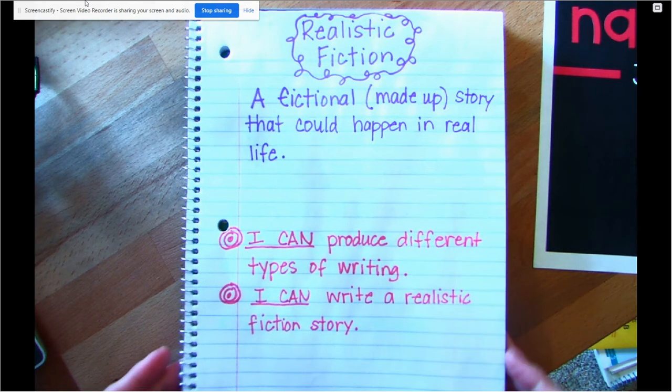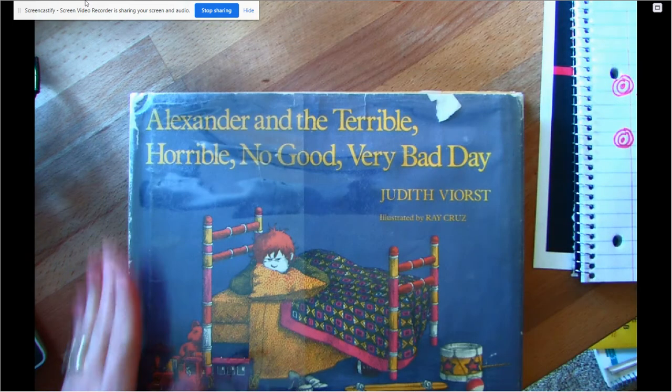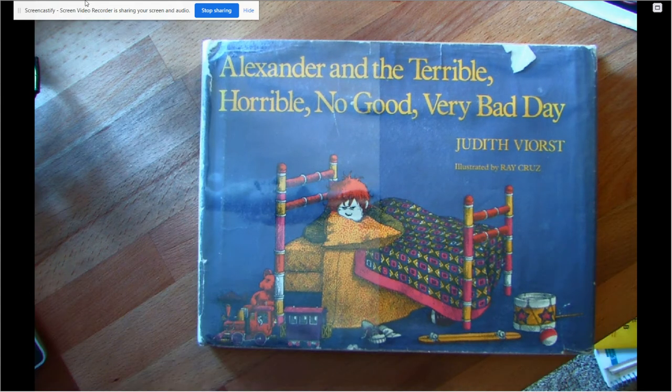Okay, and now I'm going to start, and I'm going to read this story to you. Alexander and the Terrible, Horrible, No Good, Very Bad Day. Right, this is a really old story. You can tell that my book is quite old. We're going to think about how writers write realistic fiction, right? What do they do? What do you notice?